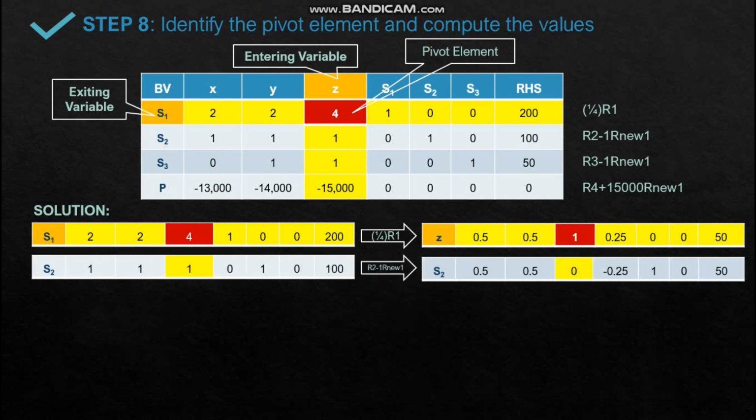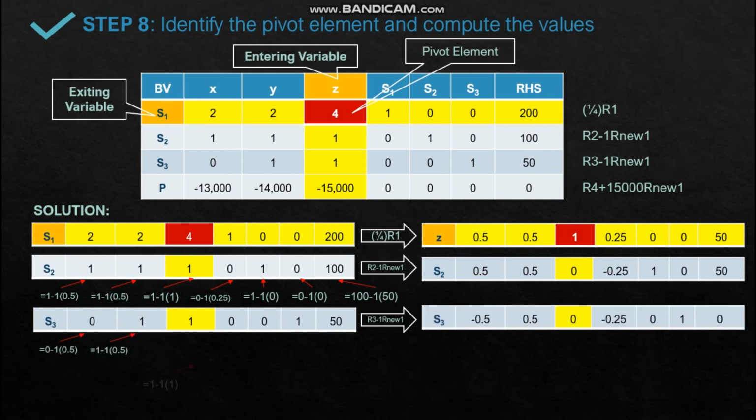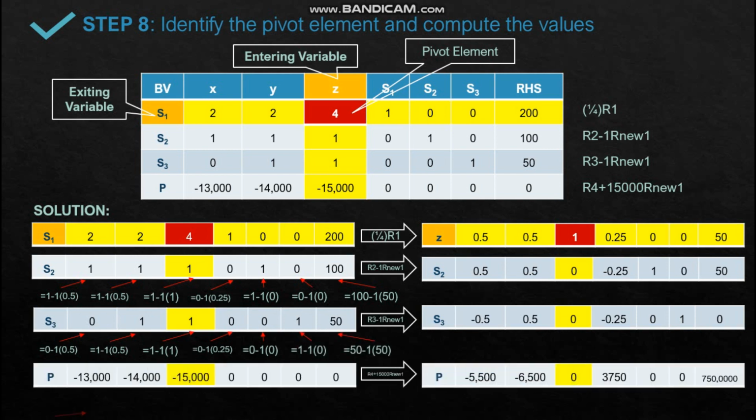The formula is R2 minus 1 times R new 1. To get the answer, we should compute. The R2 in the first element is 1, so minus 1 times 0.5, and so on and so forth. The next parts of the table follow the same process; you just substitute into the formulas. So R3 minus 1 times R new 1, you substitute 0 minus 1 times 0.5, and so on. Then R4 plus 50,000 times R new 1, the same process, guys.